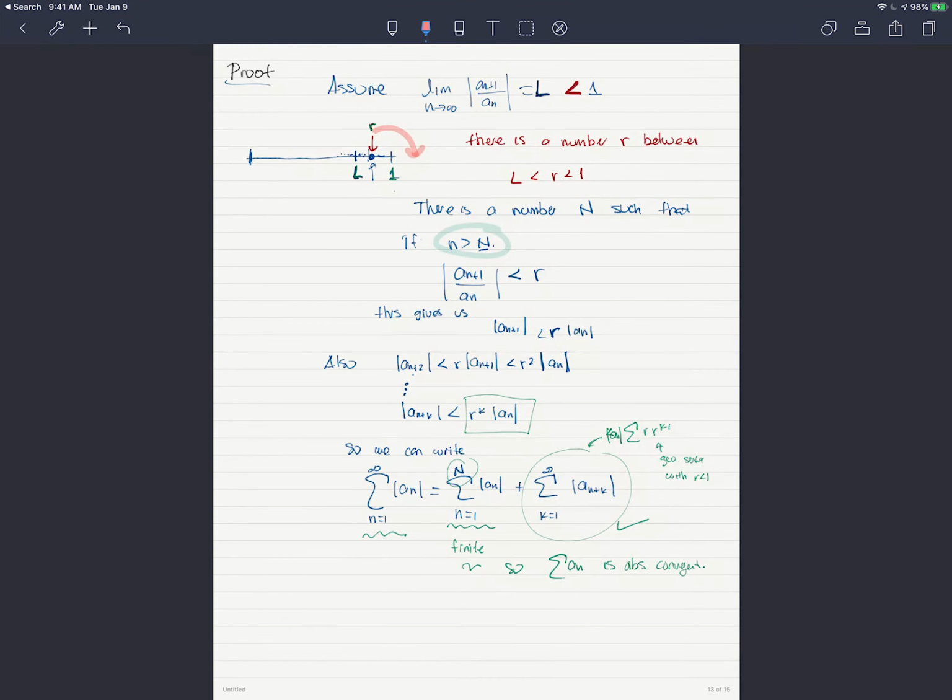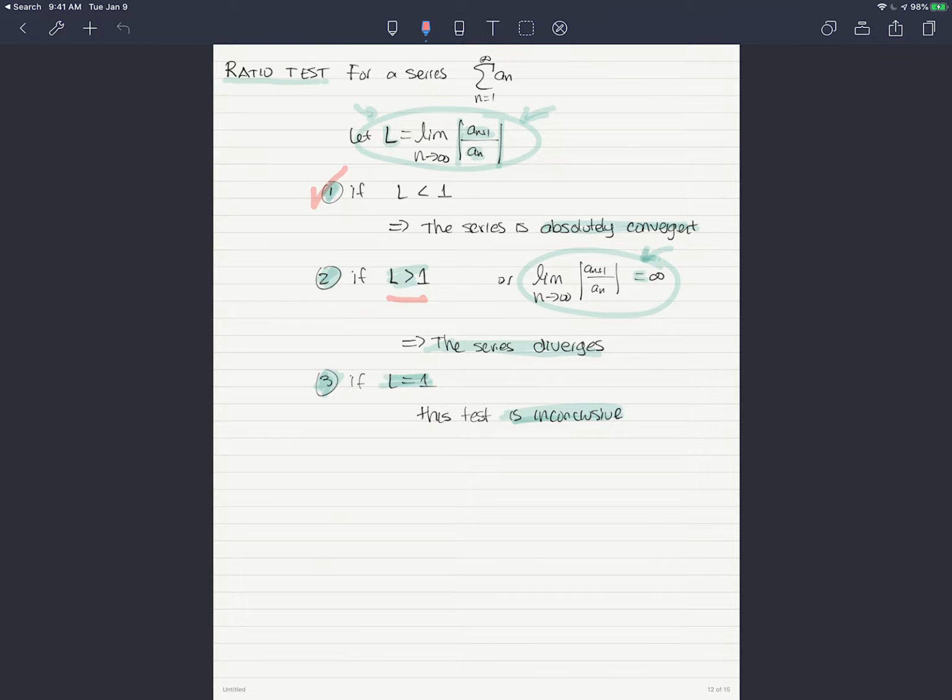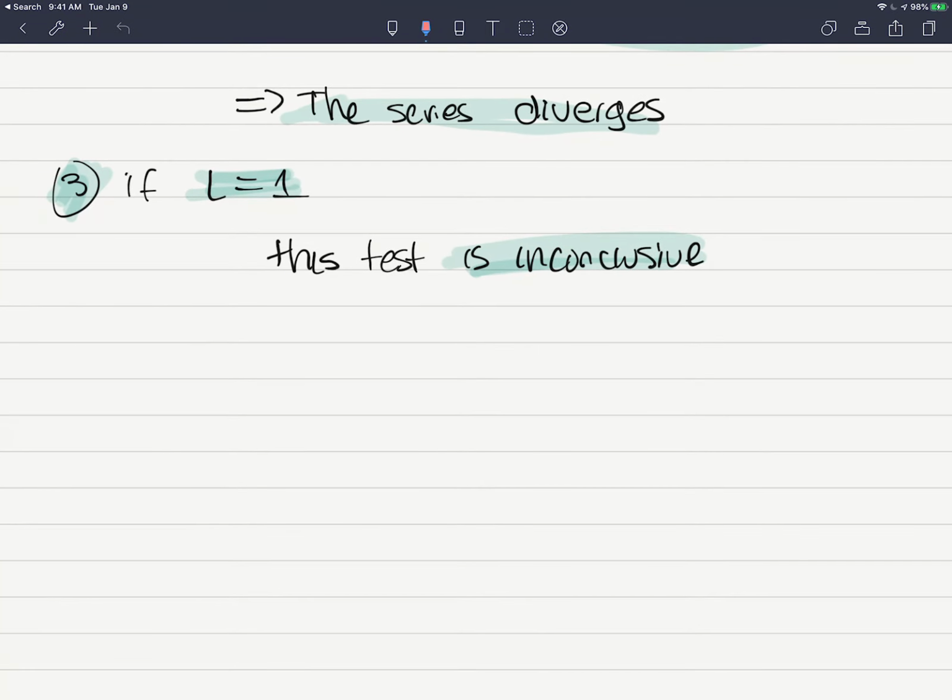So, what we're going to show now is why it is inconclusive at L equals 1. Well, because we have the example that we talked about in the last video. I don't know if it was a video or 2 videos ago. The example to show that it's inconclusive is, let's talk about this one.